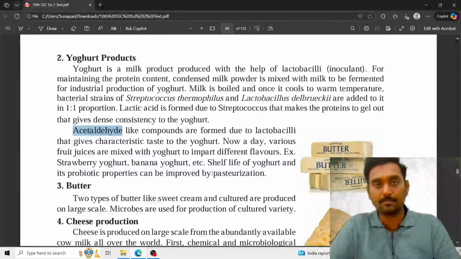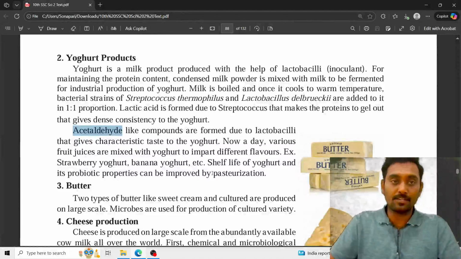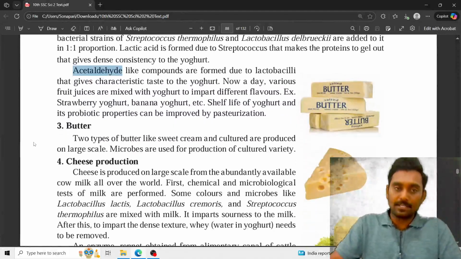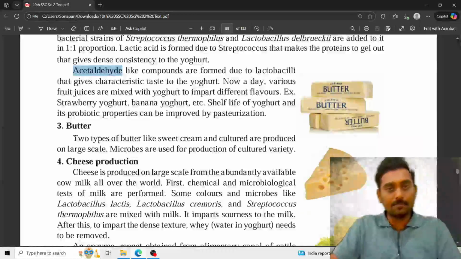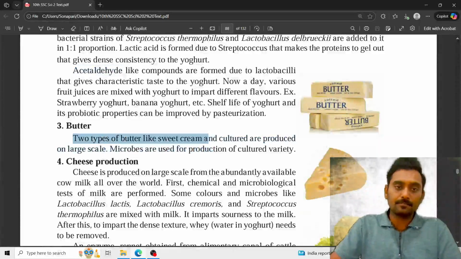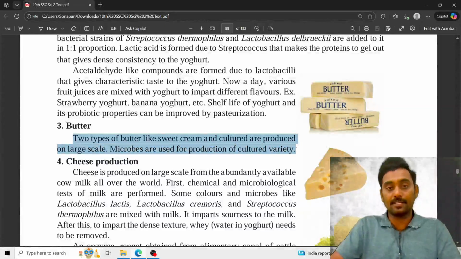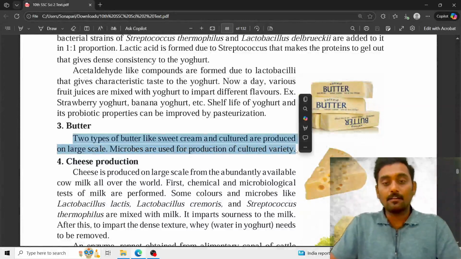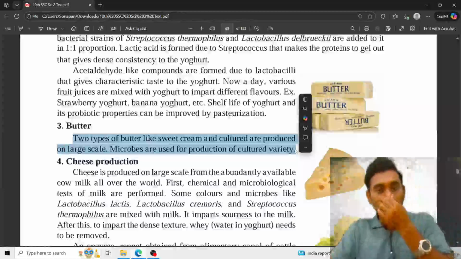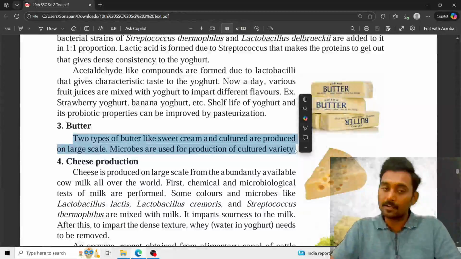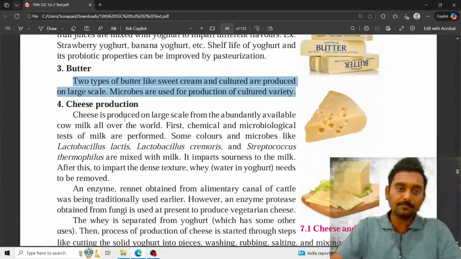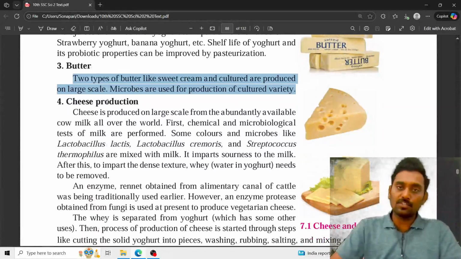In the previous page we have read what is meant by pasteurization. Now, butter. There are basically two types of butter, sweet cream and cultured, which are produced on a large scale. Microbes are used for the production of the cultured variety. Cheese production, how cheese is produced on a broad scale, that we will now study.